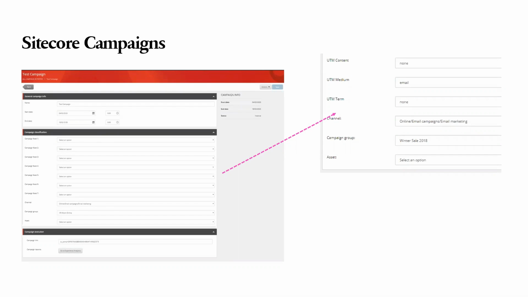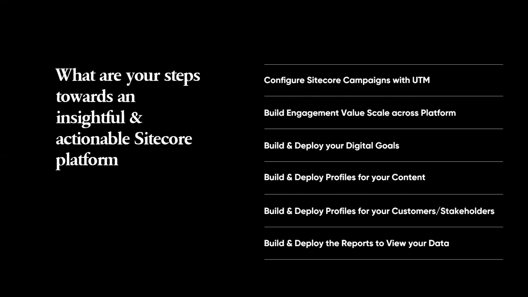And then Sitecore has an easy rule in their system that says if the user was a part of this campaign, and that's that SC camp code, that's how you can really quickly drive personalization. And so configure Sitecore campaigns with UTM, and build an engagement value scale across the platform.